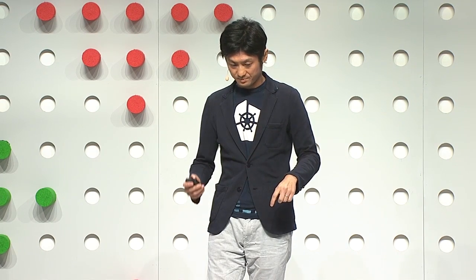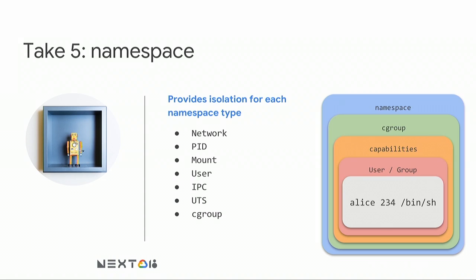Now we figured out what the process can do. Resources will be limited, but still a process can see others. It can still see what others are doing. Take five, namespace. I actually didn't know that namespaces existed a long time ago. Yesterday I was looking into it, and when cgroups was proposed, the integration with namespaces happened at that time. So namespaces basically provide that visibility isolation for each namespace type.